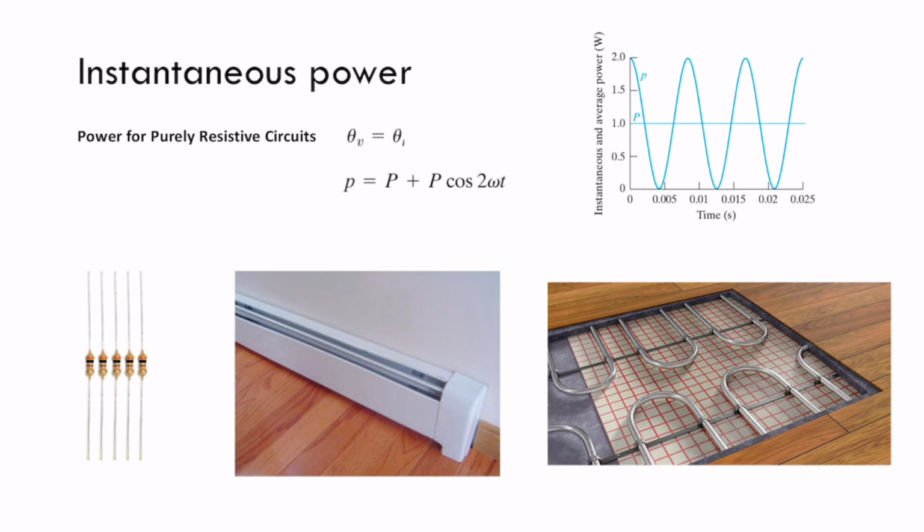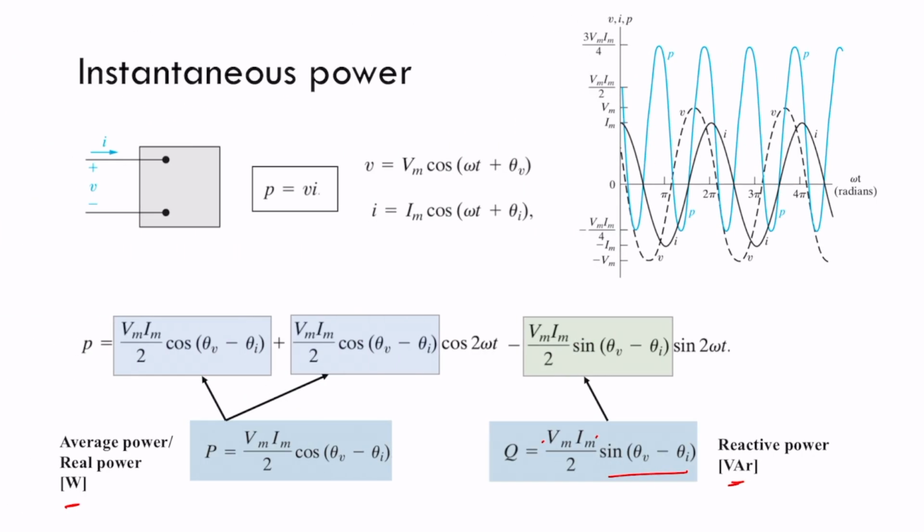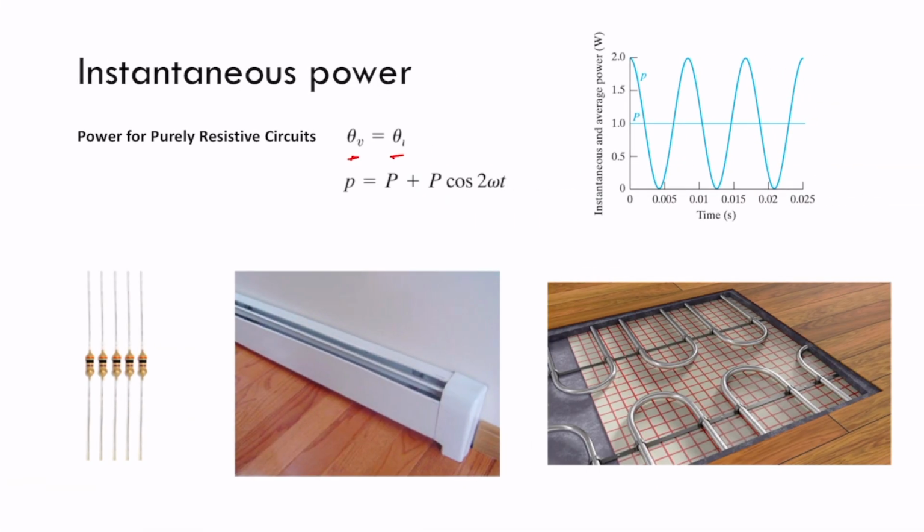Remember, in purely resistive circuits, both of them were in phase, meaning the phase angle of V and the phase angle of I are the same, right? So if I go back and replace here in the instantaneous power, what I'm going to have is P, the instantaneous power, will be this active or average power, capital P, times 2 times cos of omega t.